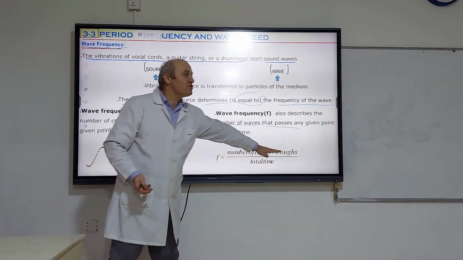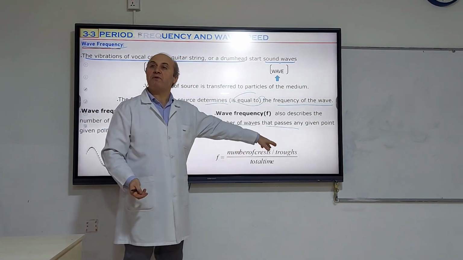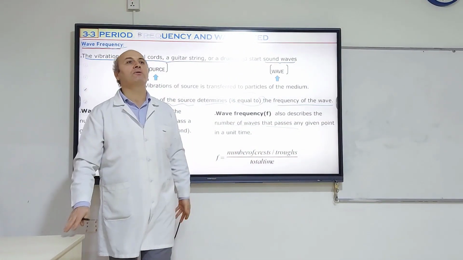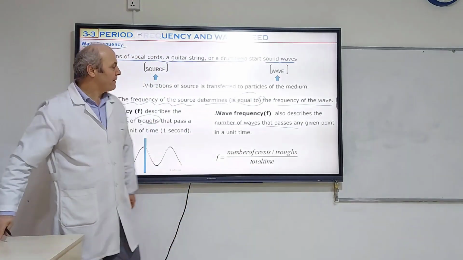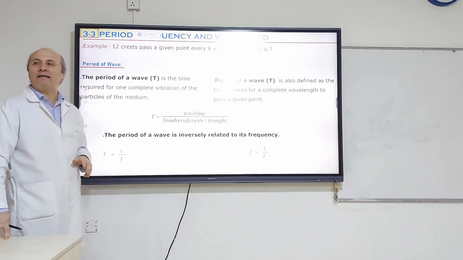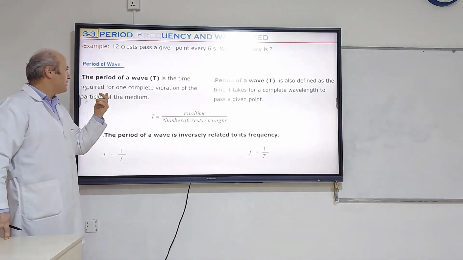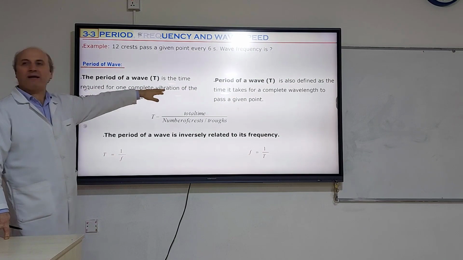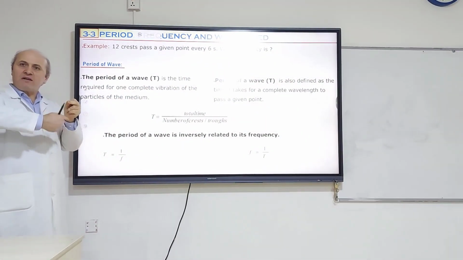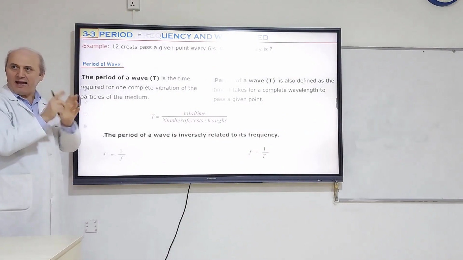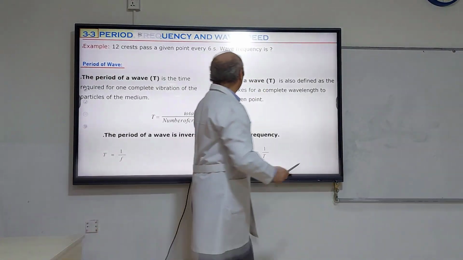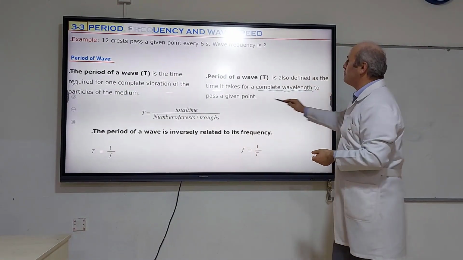And the number of crests or troughs, or number of complete waves, or number of vibrations, or number of oscillations, or number of cycles divided by total time, is always equal to frequency. But period is the time for one cycle, as we did in simple harmonic motion: the time required for one complete vibration of the particles of the medium. The particles of the medium must complete one cycle of vibration. Then the time for that is the period. It's also defined as the time it takes for one complete wavelength to pass a given point.